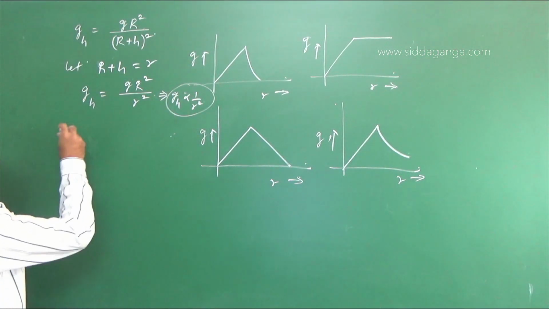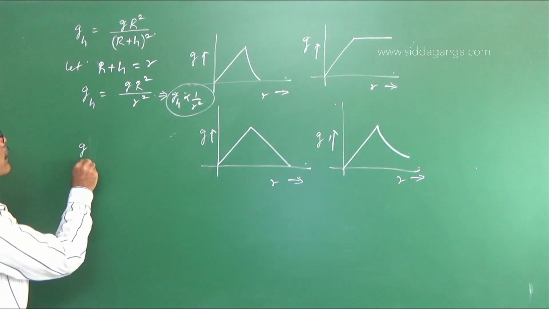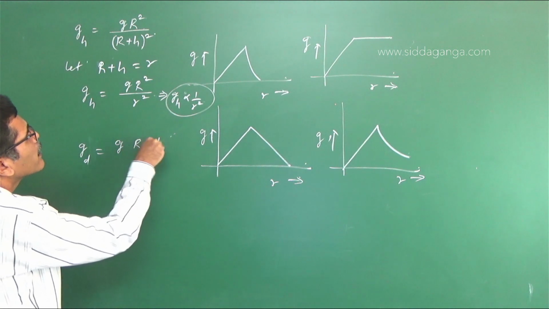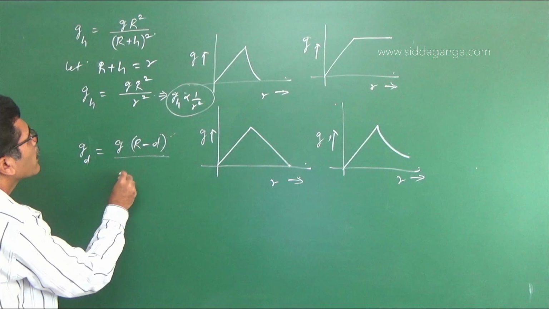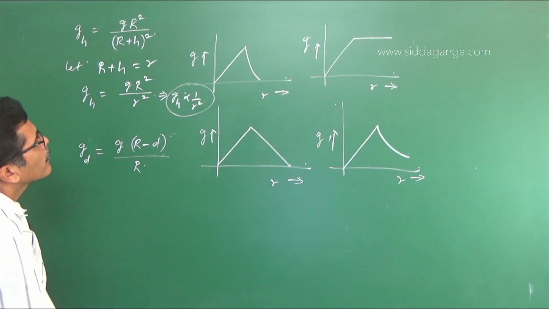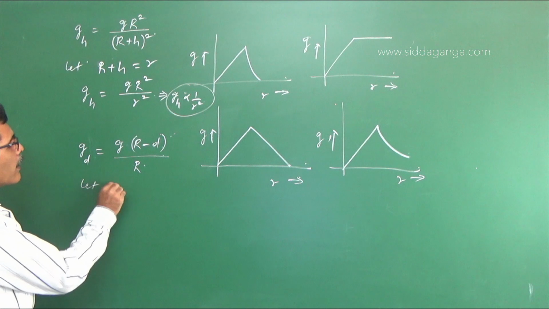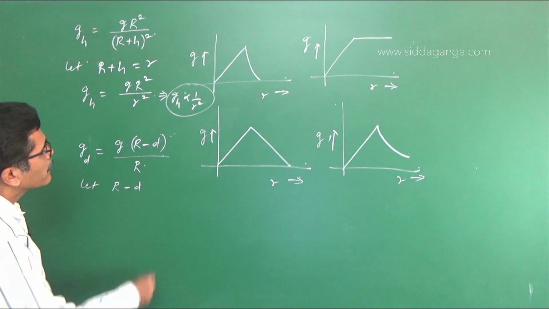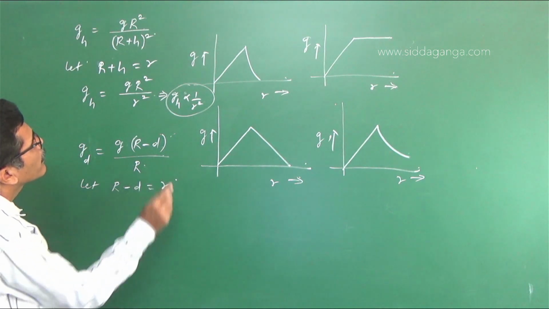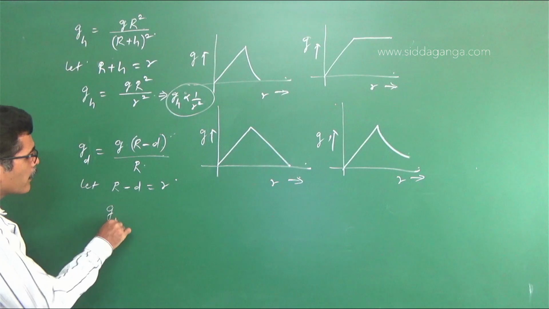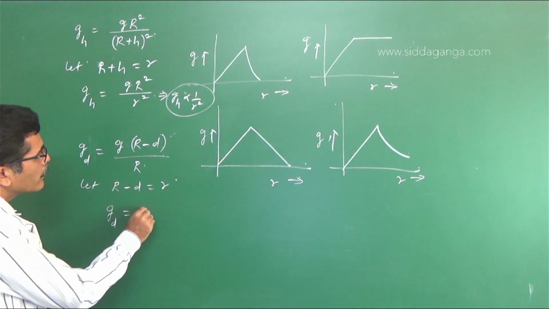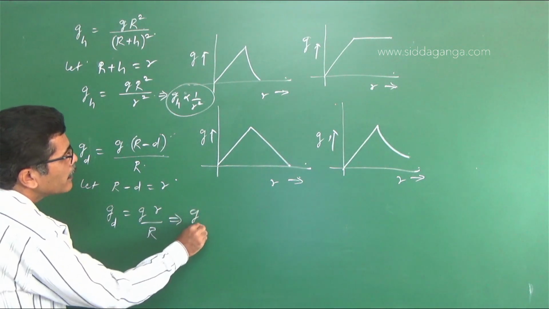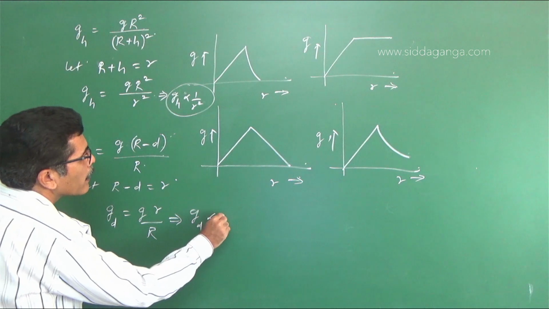Then with respect to depth, we know that g d is equal to g into R minus d divided by R. Let us just take R minus d as small r. Therefore, g d is equal to g into small r divided by capital R. This implies g d is directly proportional to r.